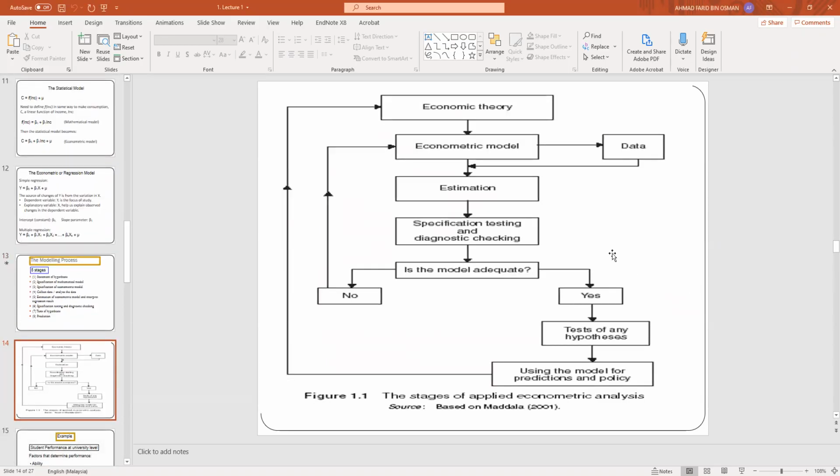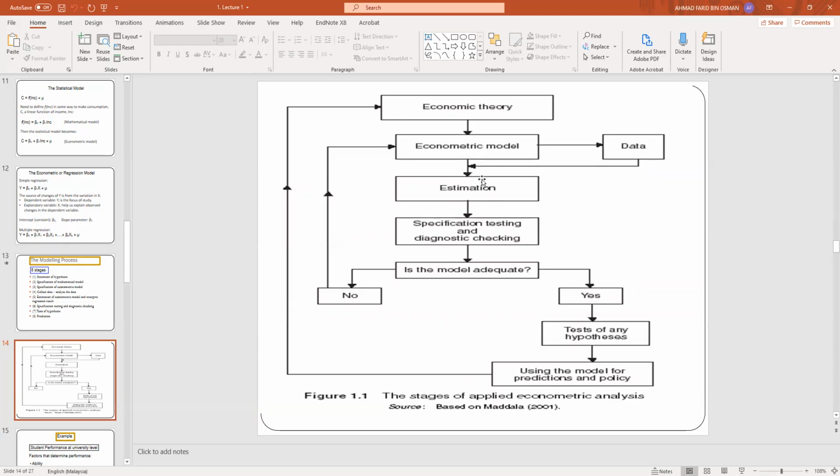So this is what we call the flow chart for econometric modeling. So first you need to refer to the economic theory and then state your hypothesis. If there is no available theory suggesting a relationship between that particular y and x, then you need to state your own hypothesis on how you expect the relationship between y and x. Okay, and then you specify the mathematical model and then the econometric model, and then get the data, and then inspect the data.